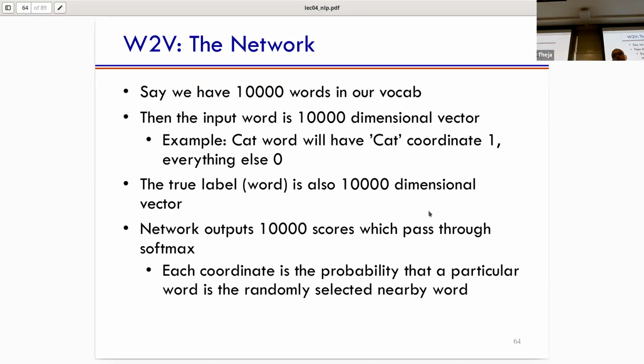What is the network output? The network output is going to be 10,000 scores, which will be transformed to probabilities, and then you can just do a cross entropy loss comparison. For the true label, some coordinate has to be high probability, and you're just checking whether that coordinate is actually high probability or not. So given the previous slide, input and output are just one-hot encoded vectors.